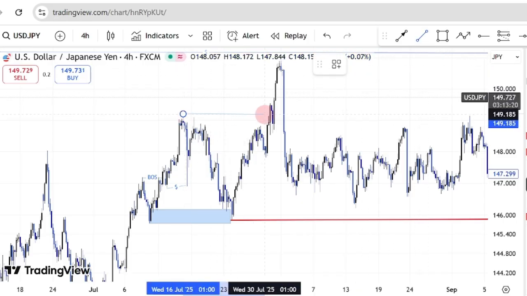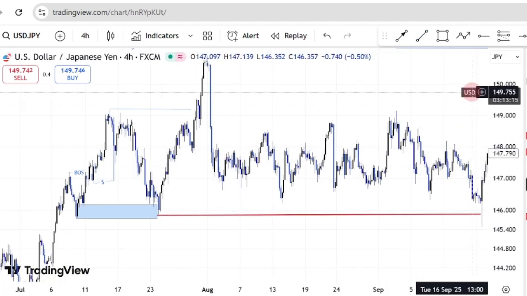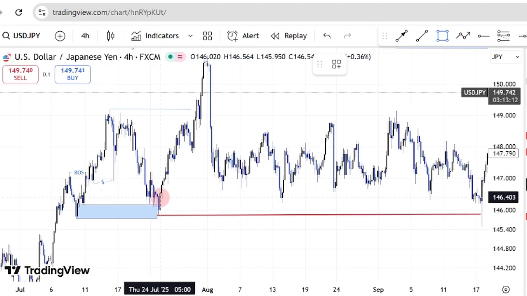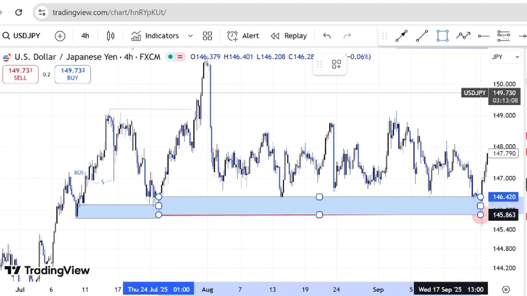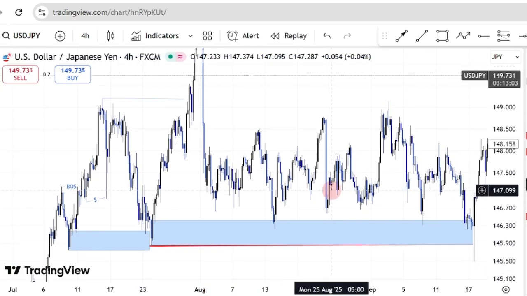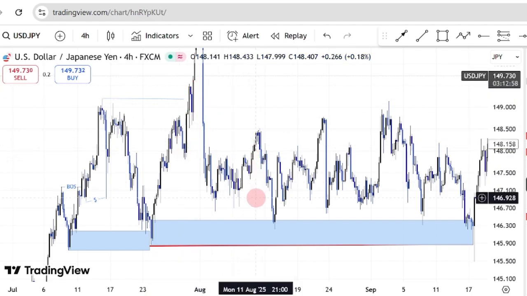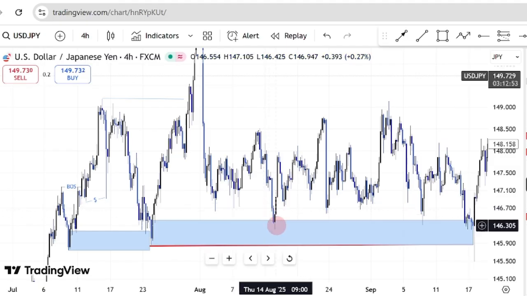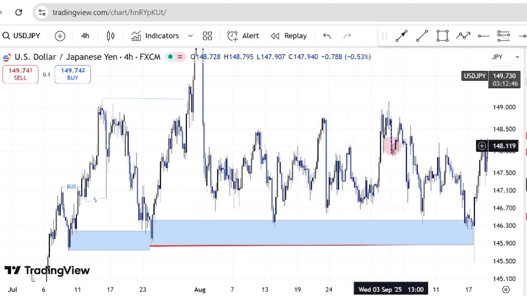So at this point we had another break to the upside, which left us with this other block on the 4 hours. So this was the other block we were left with on the 4 hours. So what can you see? After price pushed up, what did you see? Price pushed down and tapped on this demand zone on the 4 hours, and what did you see? Price reacted to the upside.